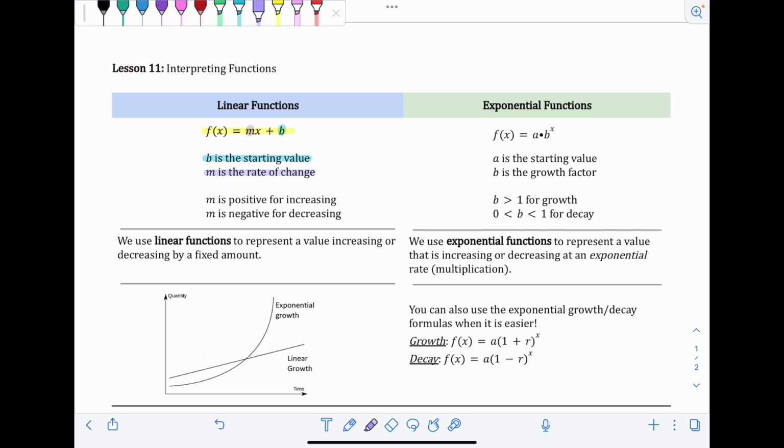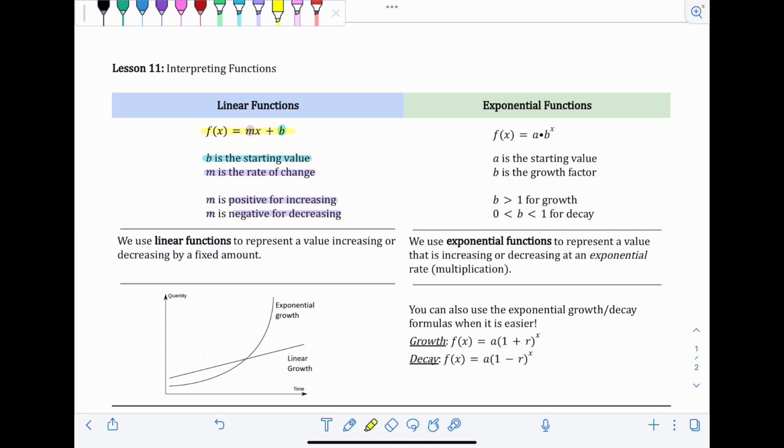If m is positive, that means the function would be increasing, gaining value overall. And if m is negative, that means the function would be decreasing or losing value. So for example, if you are making $10 per hour, you would have a positive rate of change of $10 for every 1 hour. Versus if you spend $10 a week, you would have a negative rate of change. In terms of your bank account, it would be going down that same amount per week.